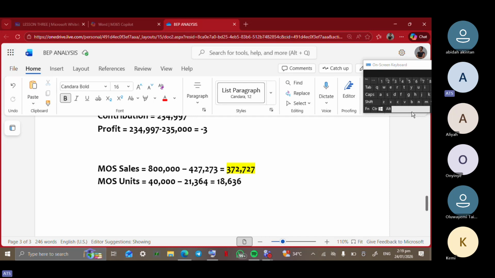If you multiply 18,636 by 20, what's the answer? 372,720. You see that it's very close to this, right? Because of approximation, but it's very close to it. So you can just check, just to be sure that you are doing the right thing.